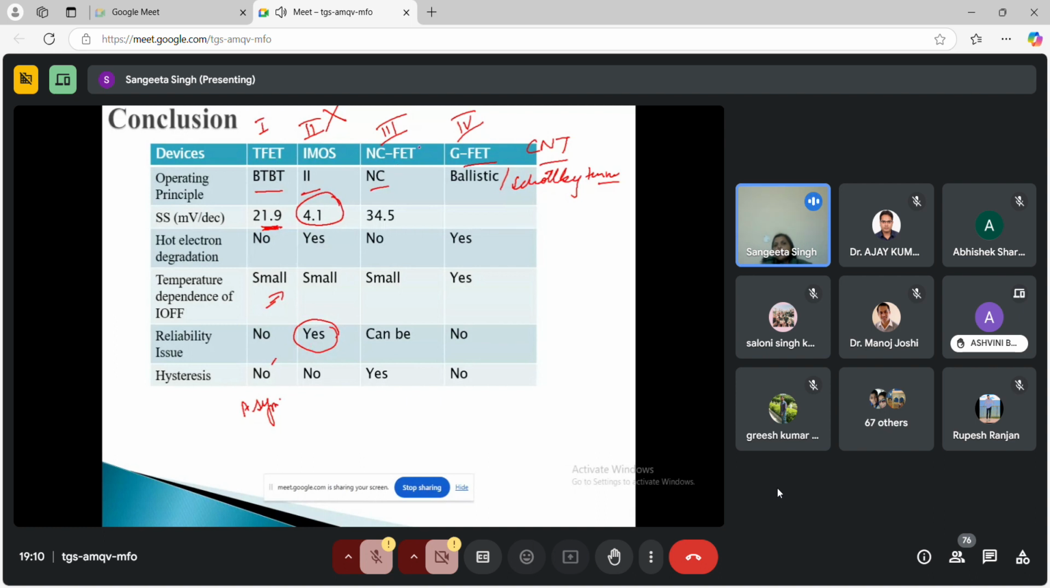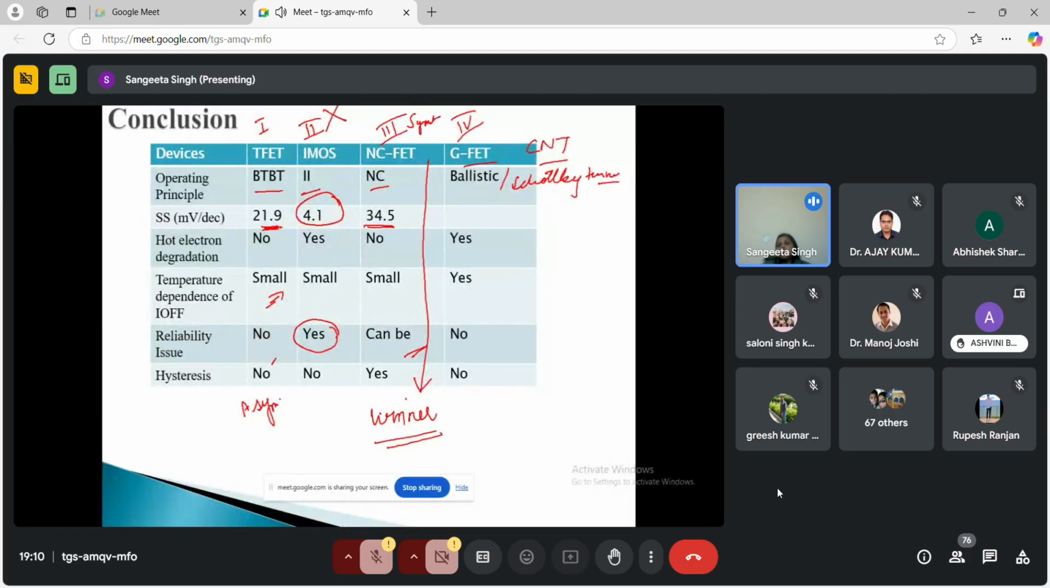However, my NC-FET is symmetric. There is no reliability issue. Subthreshold slope is also lower than 60 millivolt per decade, 34.5 millivolt per decade. So among these four devices, which is the clear winner?